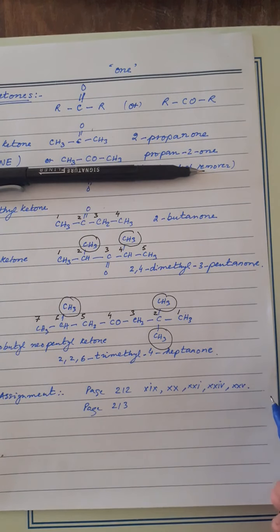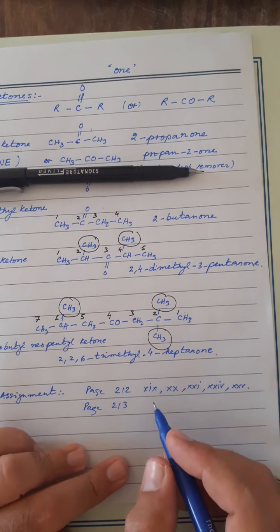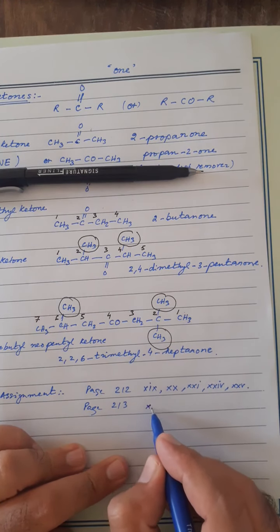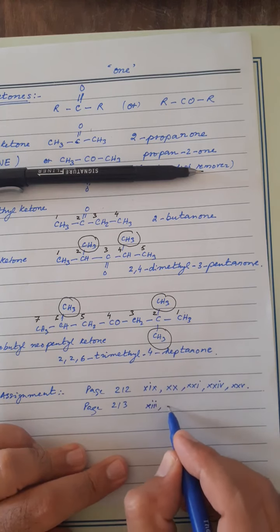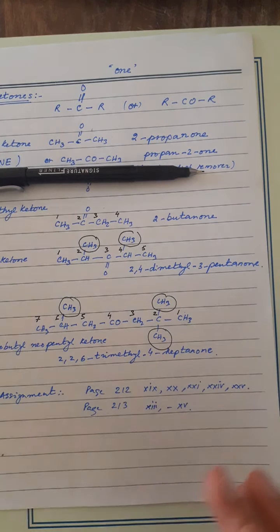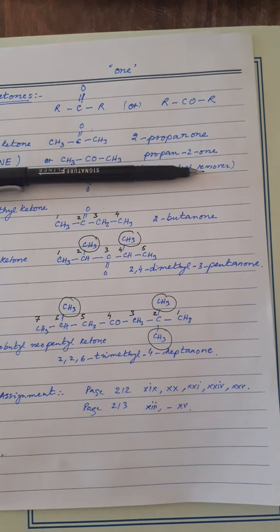Now let's go towards structures and how to write the name. So this is on page number 213 and question number 4, and up to 12 were aldehydes. Then 13, 14, and 15. So 13 to 15, they all are ketones, and you have to write the name of them, right?